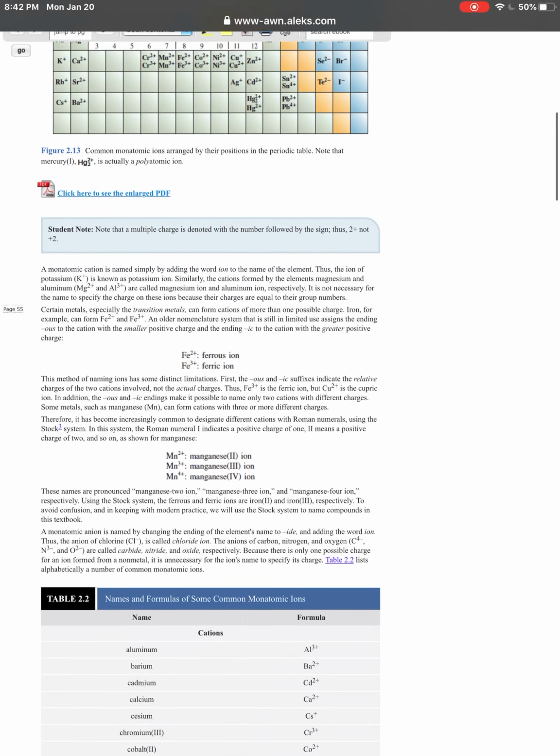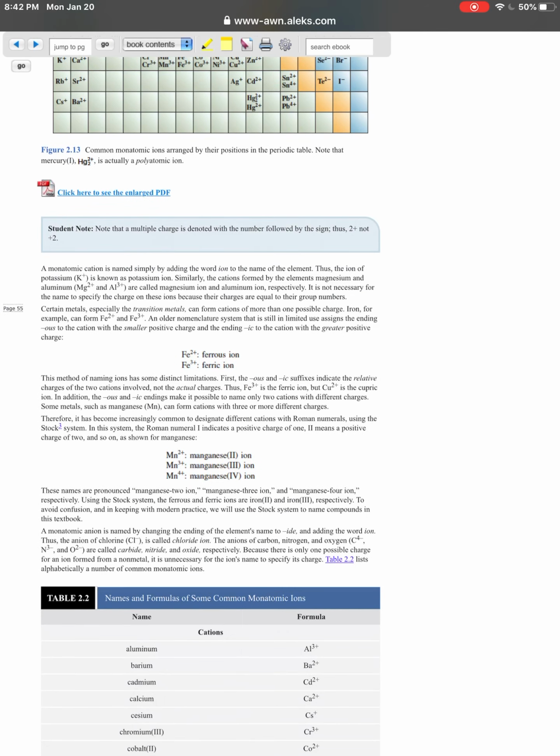So if you take a look here, here are some examples. Iron, Fe2+, is called the ferrous ion. That is a +2 ion. Now that's an old nomenclature, ous and ic. You'll see it out there, but we don't use it very often. What we would say is that iron comes in two flavors as an ion, either a +2 charged ion or a +3 charged ion.